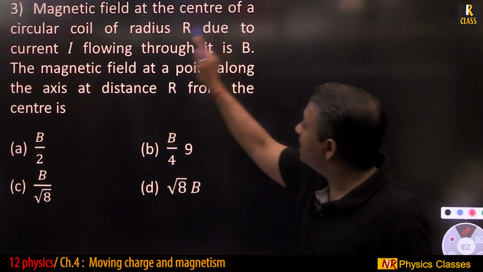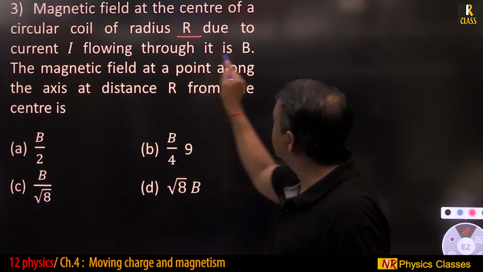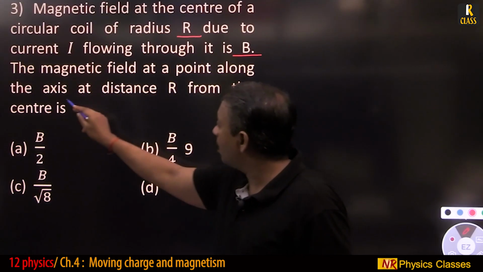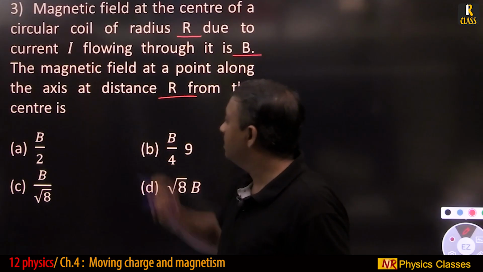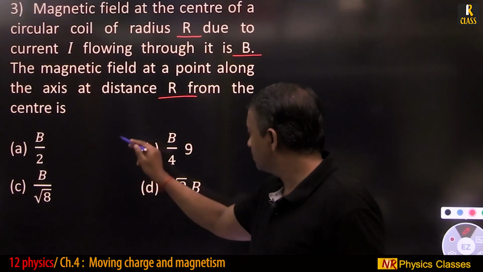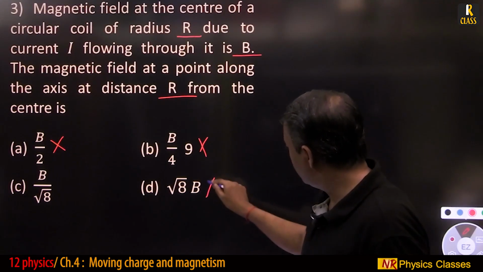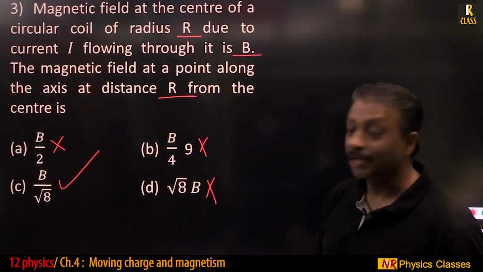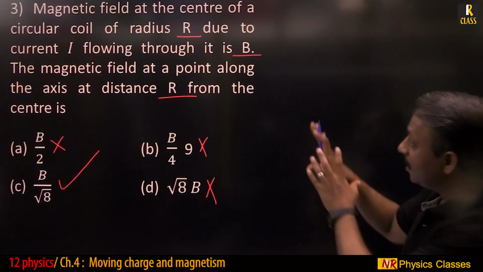Magnetic field at the center of a circular coil of radius r due to current is B. Magnetic field at a point along the axis at a distance r from the center is... This is the answer. Now, how to get the answer? Let me explain how to get this.